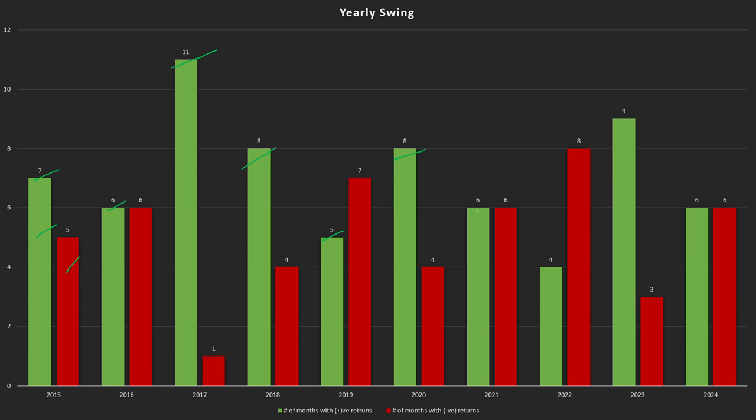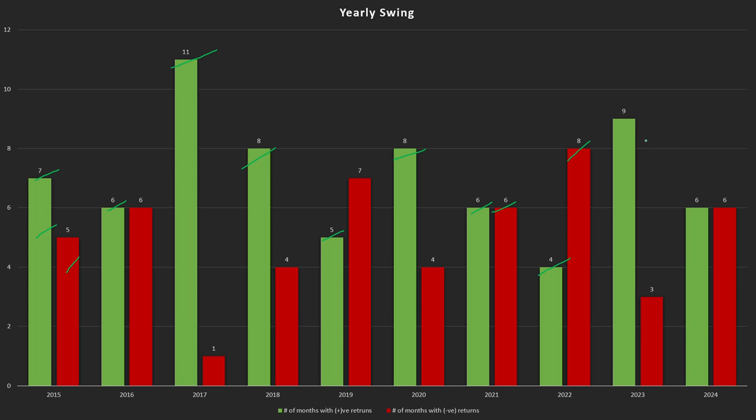In 2021, 6 months gave positive, 6 months gave negative returns. So average year for the sector. In 2022, only 4 months gave positive returns. So this year does not seem to be a good year for this sector.